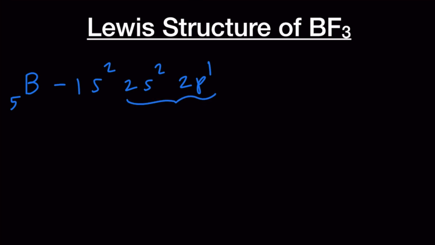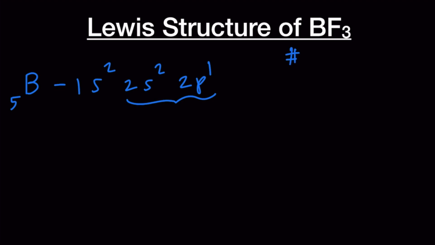Hello everyone, let's draw the Lewis structure of BF3, that is boron trifluoride. First of all, we need to count the total number of valence electrons in BF3. Atomic number of boron is 5 and the electronic configuration is 1s2, 2s2, 2p1. 1s2 electrons are core electrons and the 2s2 and 2p1 electrons are valence electrons.